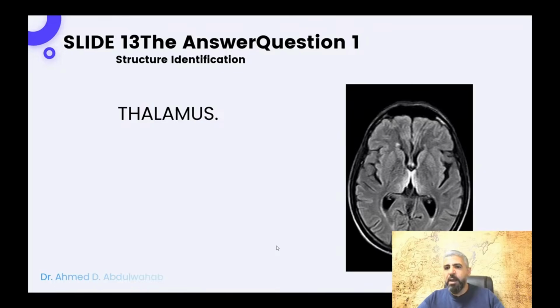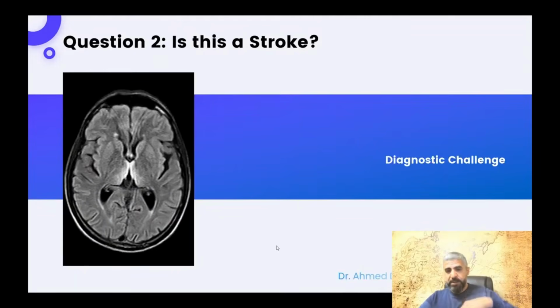Symmetrical thalamic signal. This is our next big mystery. The diagnostic challenge here, we will keep the answer to the end of the case. Is this a stroke? Is this glowing thalami? Is this increased signal intensity your stroke? We will solve the next problem together.